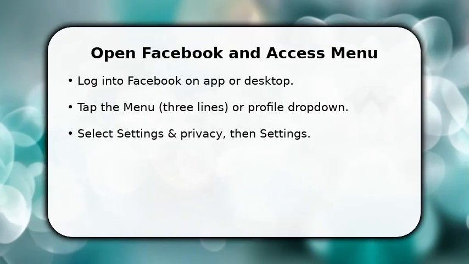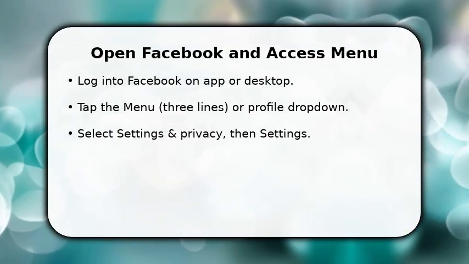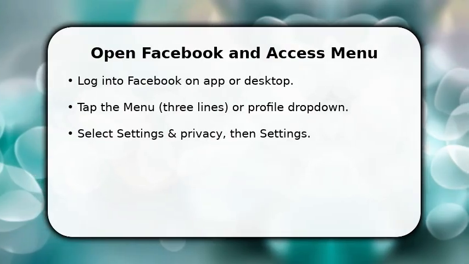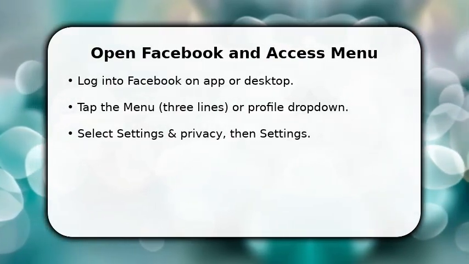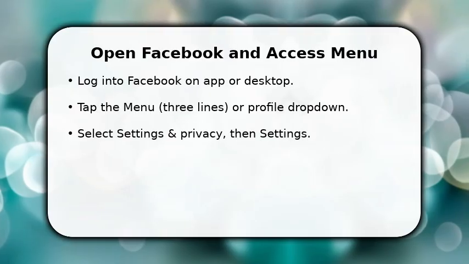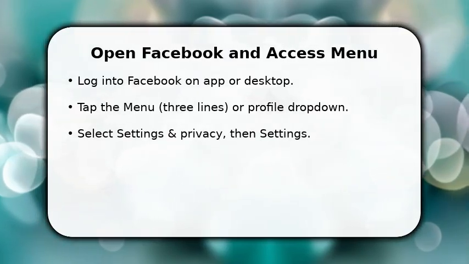This moves you into Account Controls, where viewing activity and history options live. You need this path because Facebook nests media history under Activity Controls. Follow the menu so you reach Activity Log for the next step.